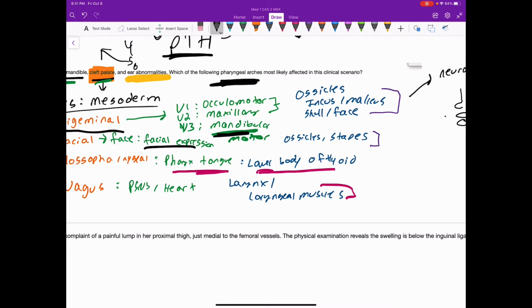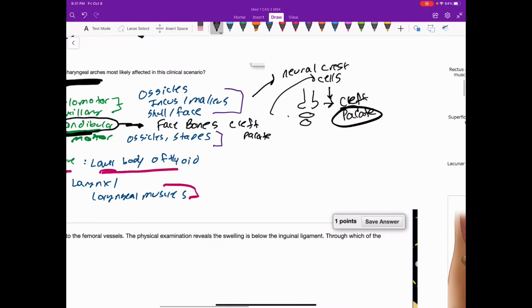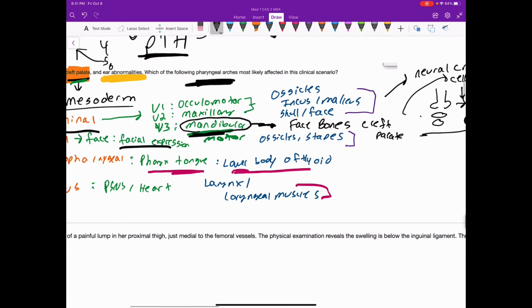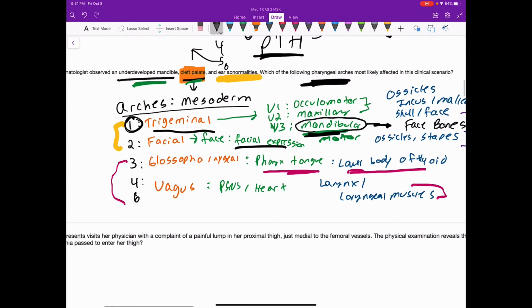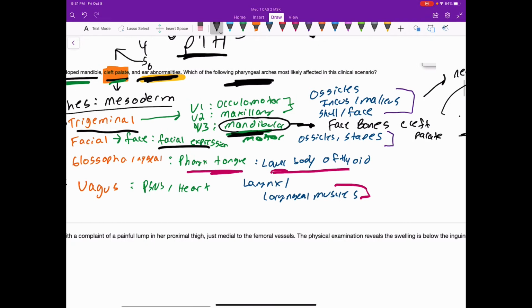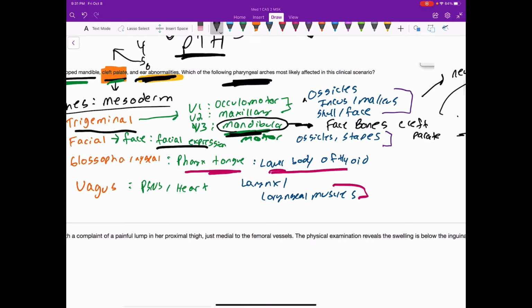So, if something's wrong with the face bone, one of them being mandibular, okay, this should ring a bell, mandibular nerve. And then we have cleft palate. We said cleft palate comes from a disorder in the development with the neural crest cells forming the palate. We know it's coming from the first arch, but it also said ear abnormalities. Well, ossicles, right? This is part of the ear bones. Incus and malleus, they could be affected. It doesn't mean all 3 have to be affected.